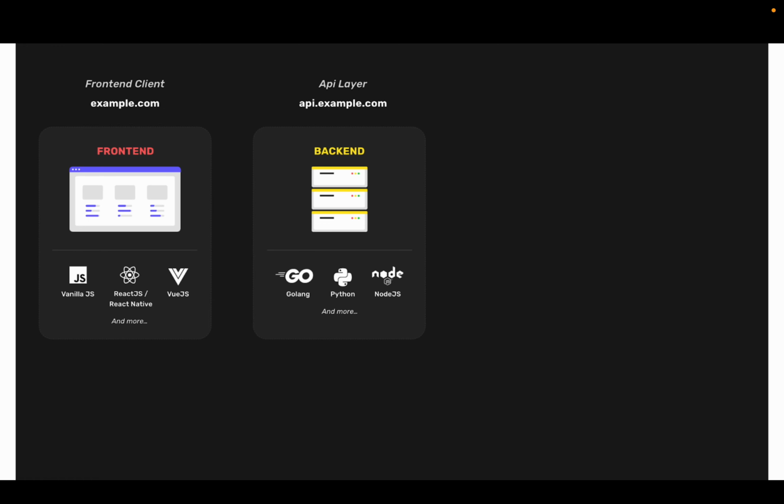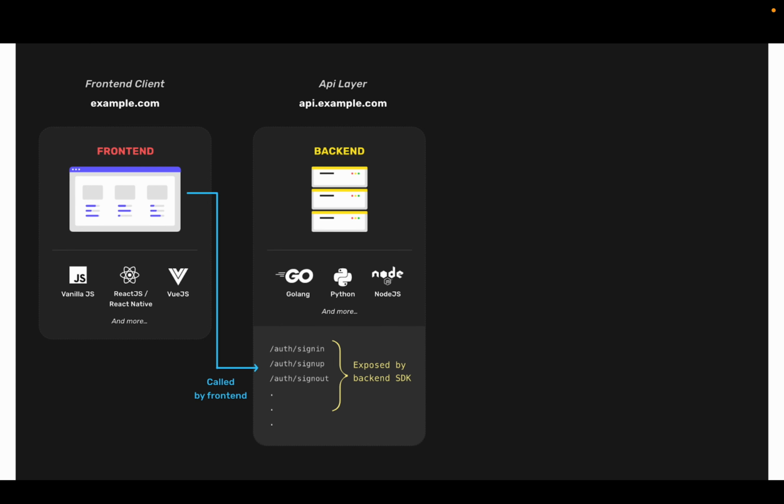The second part is the API layer. So for example.com to function, it must communicate with an API layer. In this case, we will take an example of api.example.com. We provide backend SDKs for various languages on the backend, and these SDKs essentially expose a few APIs that the front end can talk to. And these APIs are exposed via a middleware through a backend SDK. For example, when you click on the sign in button, the front end SDK will call the sign in API on the backend.